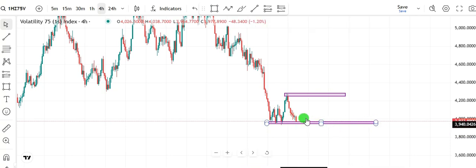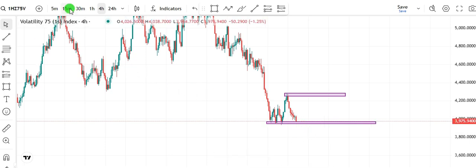Now, a break below this and a retest of this tells us a major time bearish movement, and a break above this and a retest tells us a major time bullish movement. So currently, the market is on our support level. So let's see what is likely to happen.